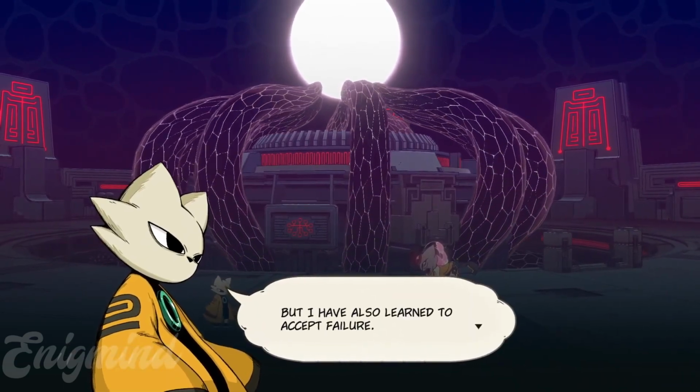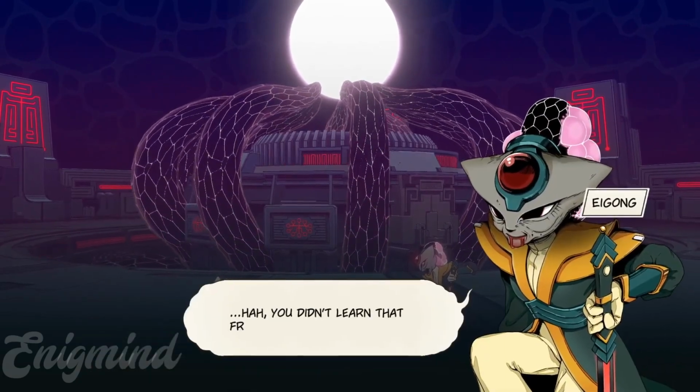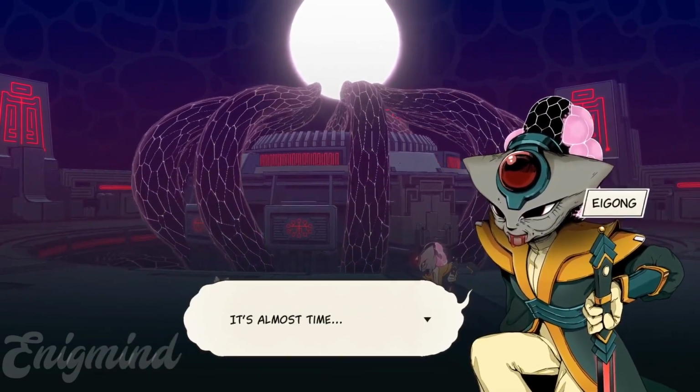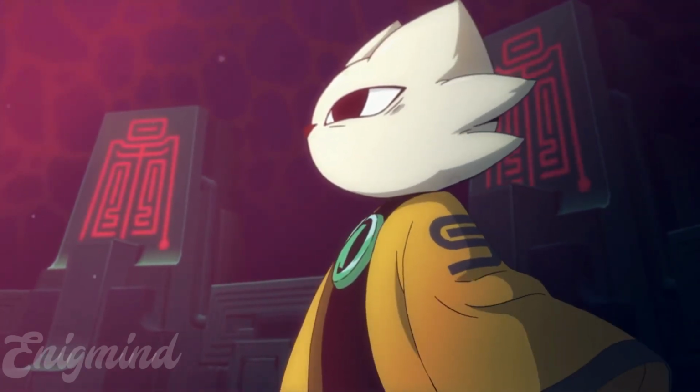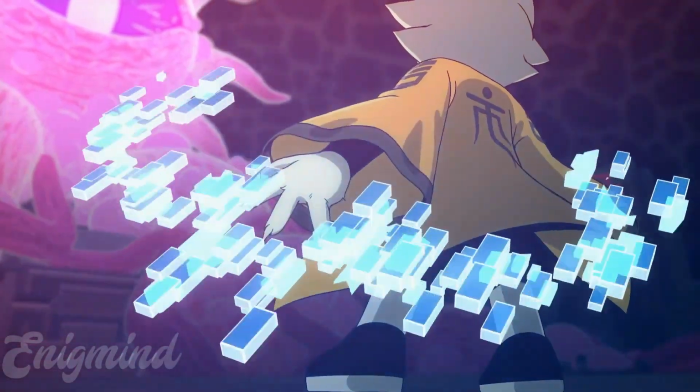This is why, during the third phase of Agong's boss fight, it is Yi's theme that plays, not hers, showing that he has surpassed her. He has overcome the ideals she instilled and reinforced in him.